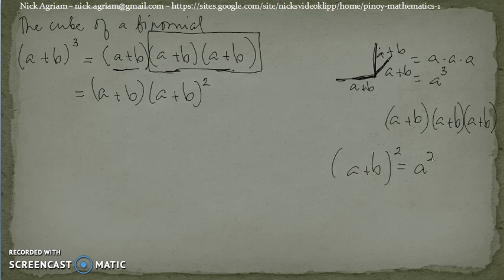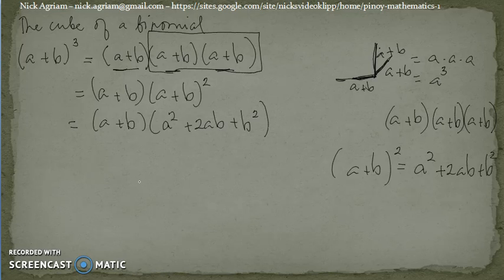Then I have a squared plus 2ab plus b squared. And I will write that now: a plus b multiplied by a squared plus 2ab plus b squared. The square of a binomial is the square of the first term, plus 2 multiplied by the product of the first term and the second term, and then the last term is the square.